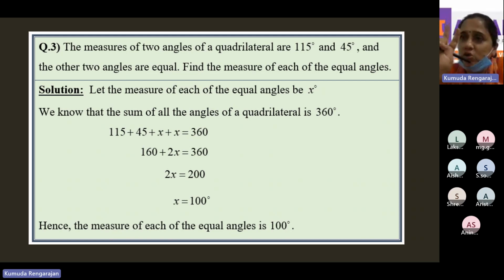So what is given in this question? Two angles are given to you. The remaining two angles are not given. It's a quadrilateral, so there are 4 angles in all. 2 given, 2 not given. But it's given that the 2 angles which are not given are equal. So x. Now add the 4 angles, equal to 360, because the sum of the 4 angles is equal to 360. So when you work this, you can find x. Okay. So each equal angle measures 100 degrees.